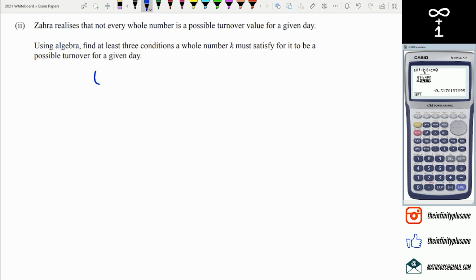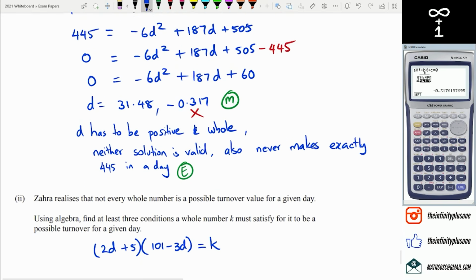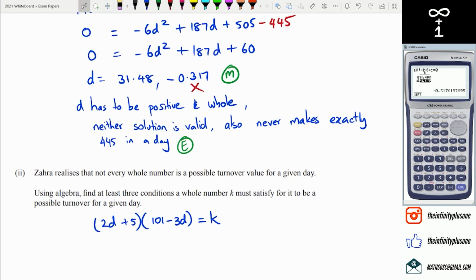So what we have here is that original equation, which is 2D plus 5, multiplied with 101 minus 3D. Now this is equal to K. We've got to find three conditions for K so that we get a possible turnover for a given day. We're going to do exactly what we did before to try and get the two solutions for D. But in this case, we're not going to find D because K is a constant, so we're going to have to figure this out. We're going to expand it as usual. I think we already expanded it before, so I'm just going to copy that because I really don't want to be doing this again.